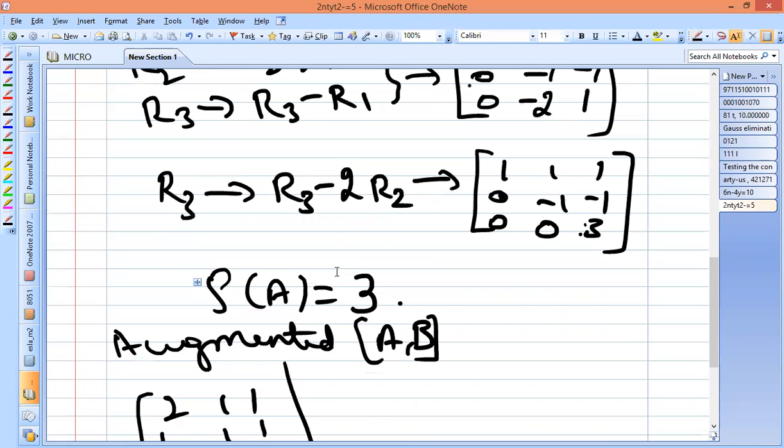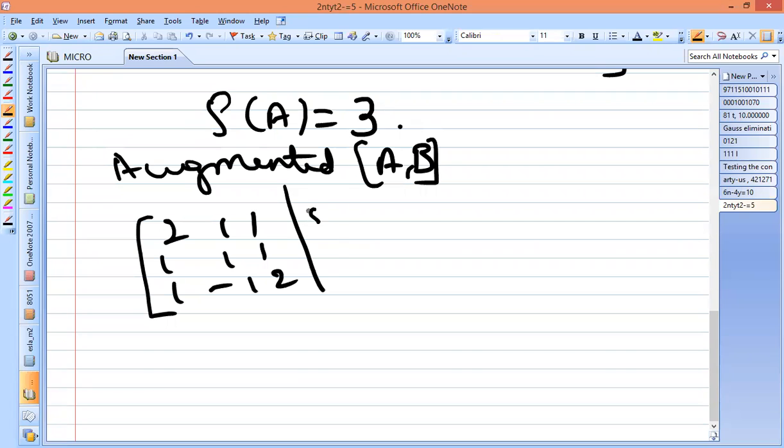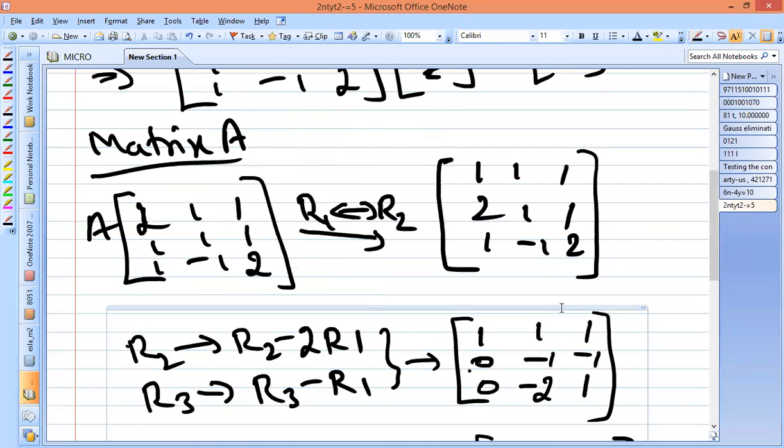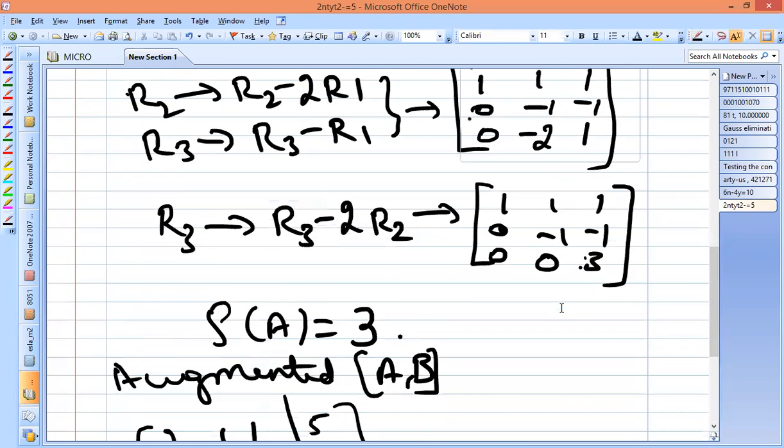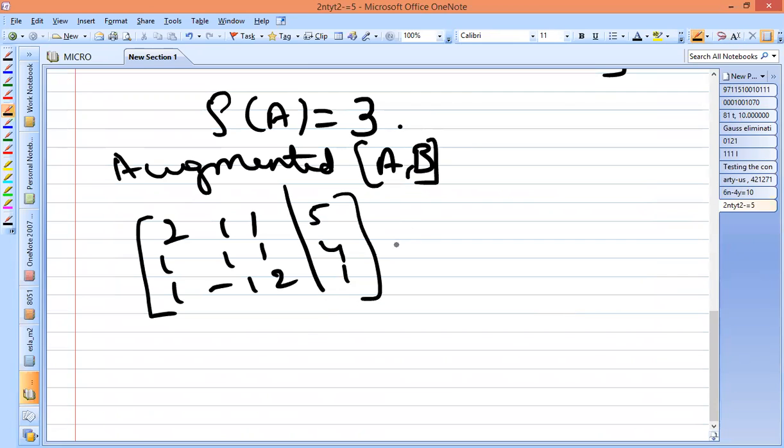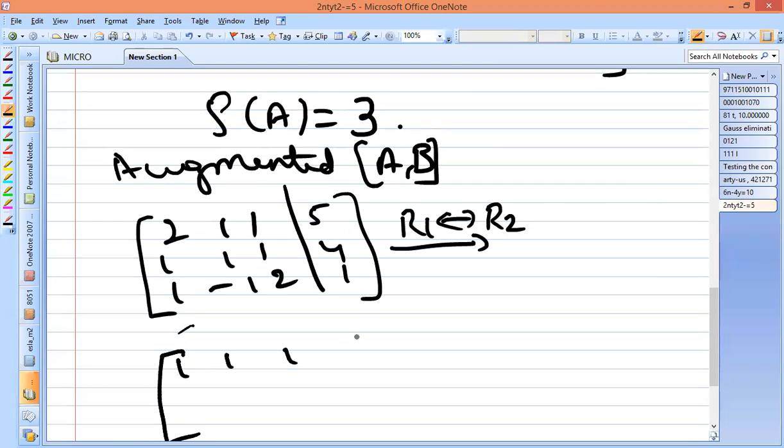5, 4, 1. So now here we'll be writing 5, 4, 1. Whatever the operation that you have performed here, the same operations you are going to perform. So first use the transformation function R1 transform with R2. So here it will be resulting in what are the elements? So here 1, 1, 1, 4. Entire second row elements will be shifted to the first row. Here in the second row we'll be having 2, 1, 1, 5 and 1, minus 1, 2, 1.